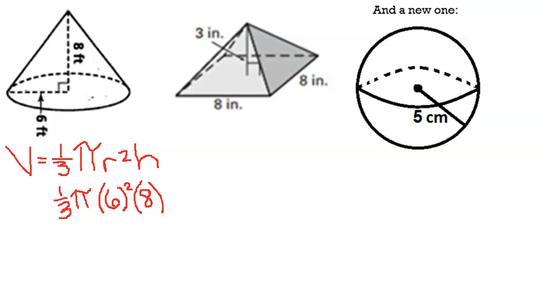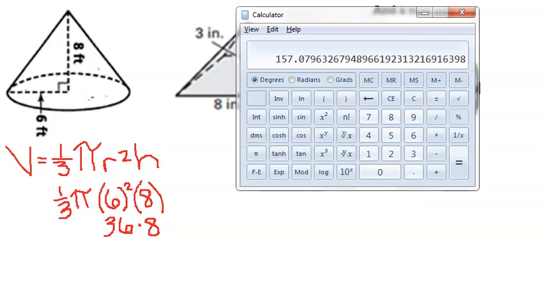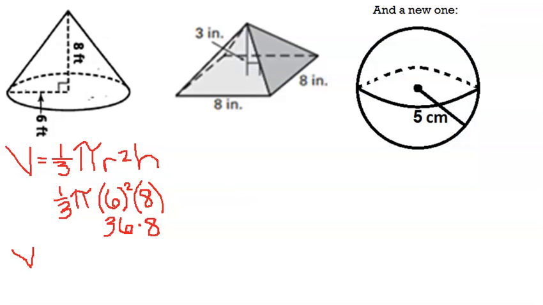All you have to do is work your way through it. Now, in this case, what a lot of kids forget to do, they get their 36 times 8 here, but then they forget to take 1/3 of that amount. So make sure when you go through this, you do 1/3 times 36 times 8. Now, I left off the pi, so I'm going to put it back here at the end, and I'm just going to say that my answer is 96 pi cubic feet.